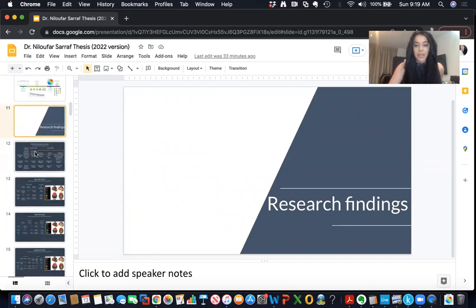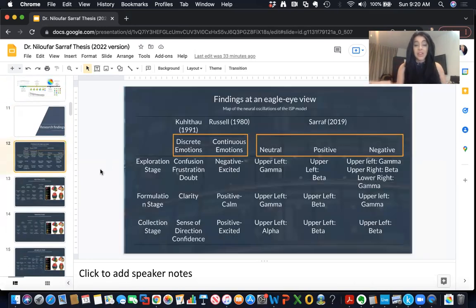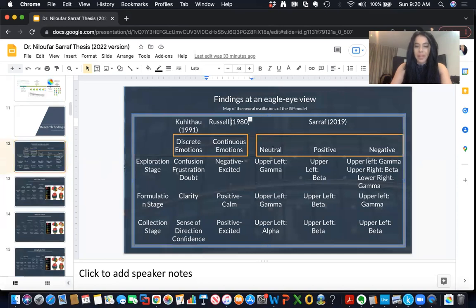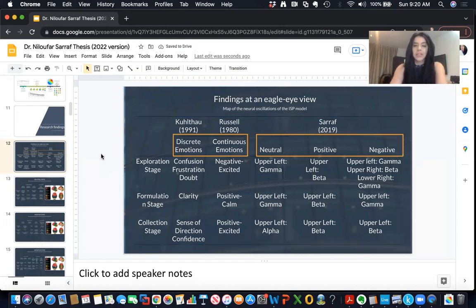Now, let's look at the research findings at an eagle-eye view first. Sorry, I think it looks a little bit better like this. There we go. Basically, this is the result of 7 years of sweat and blood and everything. So it looks simple, but it took a long time to do.